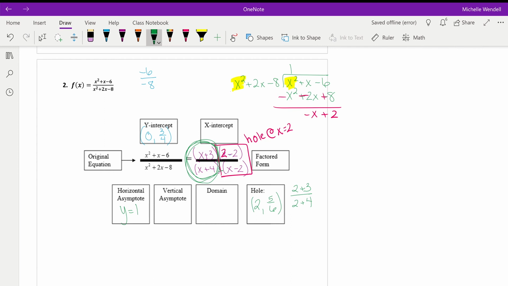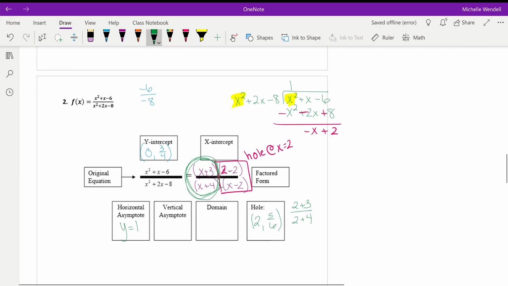All right, now we can find the x-intercept and the vertical asymptote. The x-intercept is when y equals 0. So I'll set that equal to 0. So 0 equals, and I can just use what's left over. Remember that hole divided out to 1, so I'm not using it anymore. So I just have 0 equals (x + 3)/(x + 4).